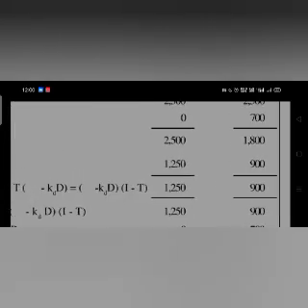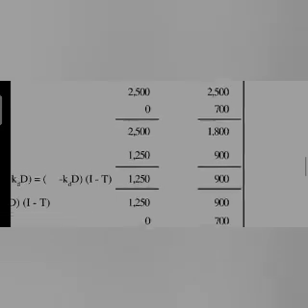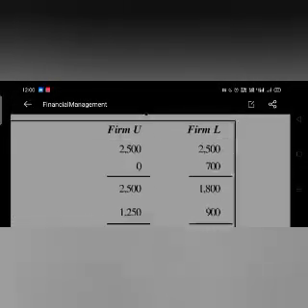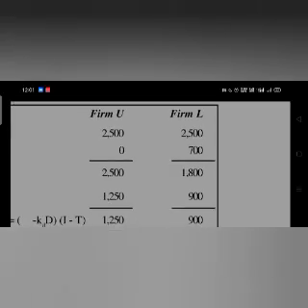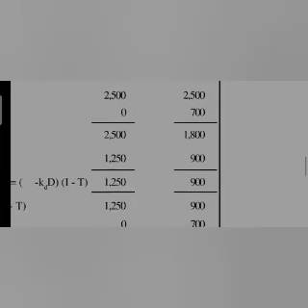For firm U: 2,500, 0, 2,500, 1,250, 1,250, 1,250, 0, 1,250, 0. For firm L: 2,500, 700, 1,800, 900, 900, 900, 700, 1,600, 350.